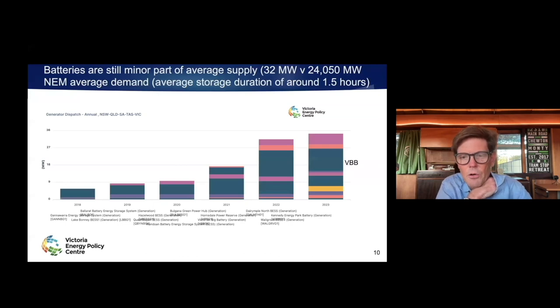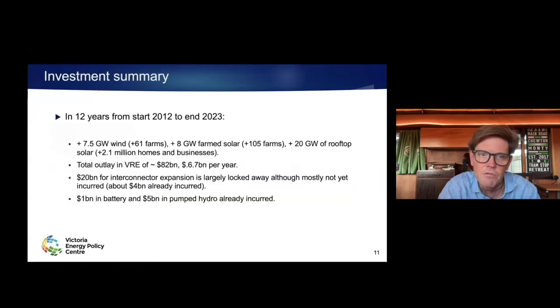output, of course, it can't always output, it needs to charge and discharge. So that gives you a sense of it, was about 32 megawatts against average market demand of about 24,000 megawatts. The average storage duration is about 1.5 hours. So they have enough capacity to discharge at their full rating for about an hour and a half.